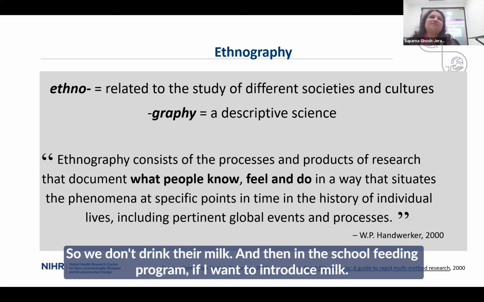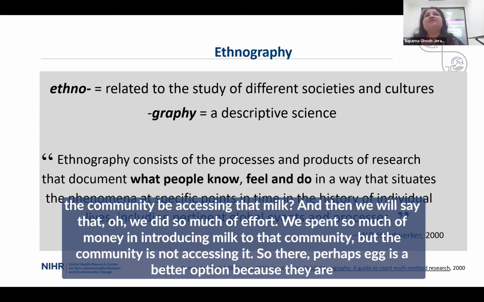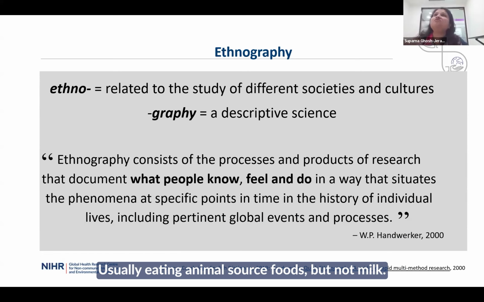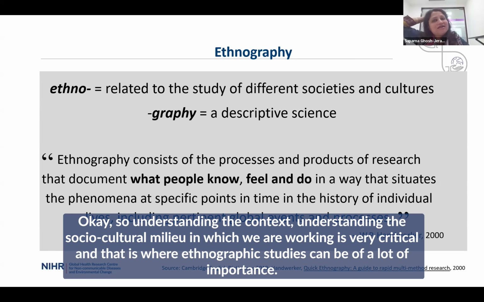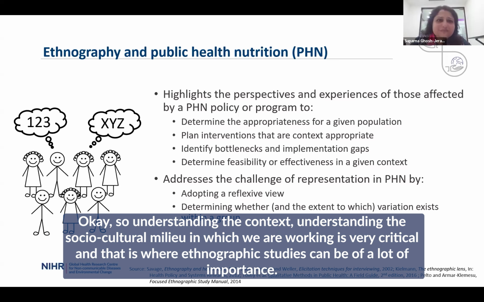And then in the school feeding program, if I want to introduce milk, will the community be accessing that milk? And then we will say that, oh, we made so much effort, we spent so much money introducing milk to that community, but the community is not accessing it. So there, perhaps egg is a better option because they are usually eating animal source foods, but not milk. Okay, so understanding the context, understanding the socio-cultural milieu in which we are working is very critical, and that is where ethnographic studies can be of a lot of importance.